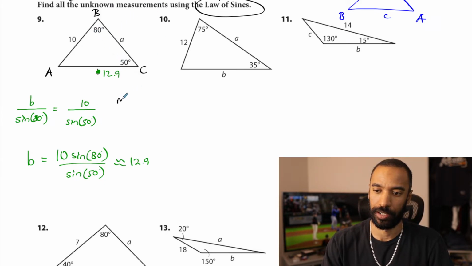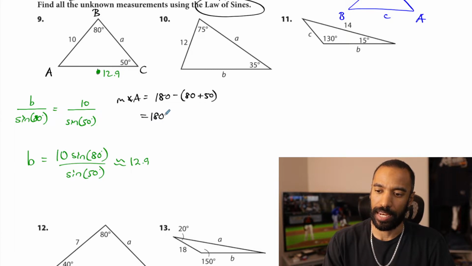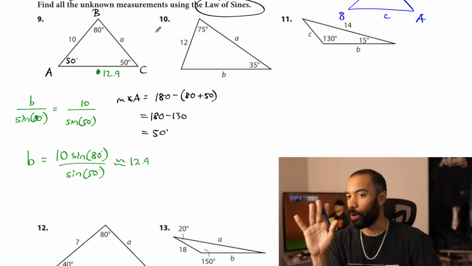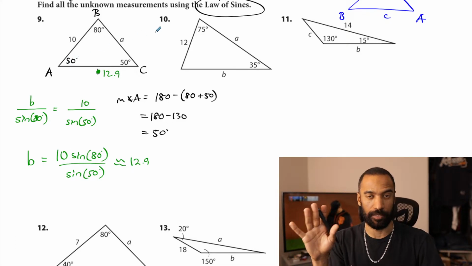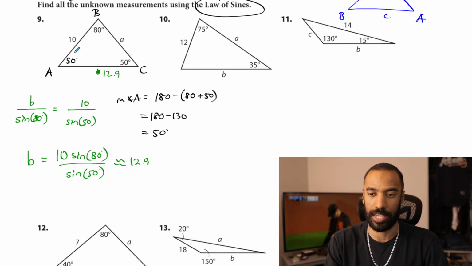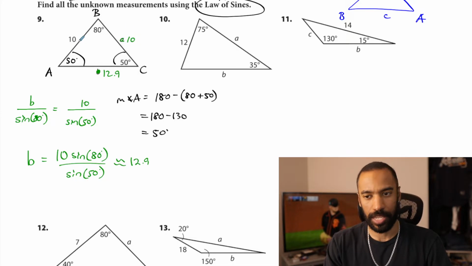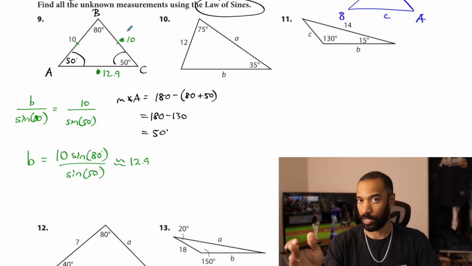A's angle measure should be 180 minus the sum of 80 plus 50. So that's 180 minus 130, which is 50 degrees in and of itself. Now, if you know your isosceles triangles, because that's what this is, you have a 50-degree angle and a 50-degree angle, so we should know right now that A's length should be 10. Those sides should be congruent, boom, straight up, we shouldn't have to do anything.